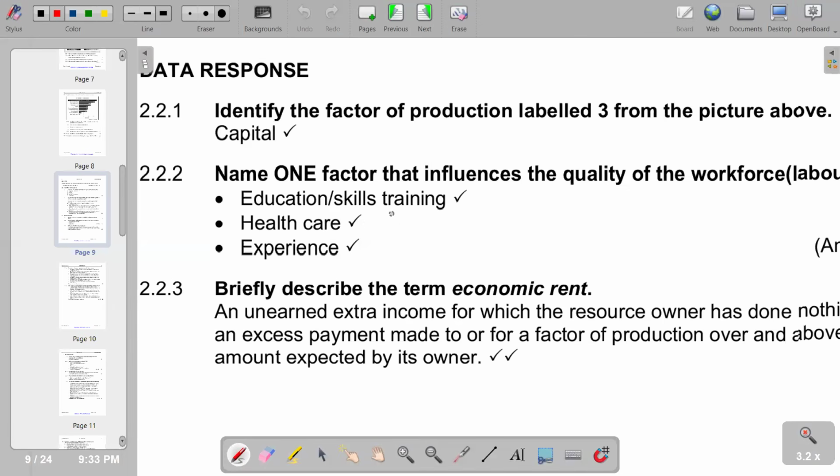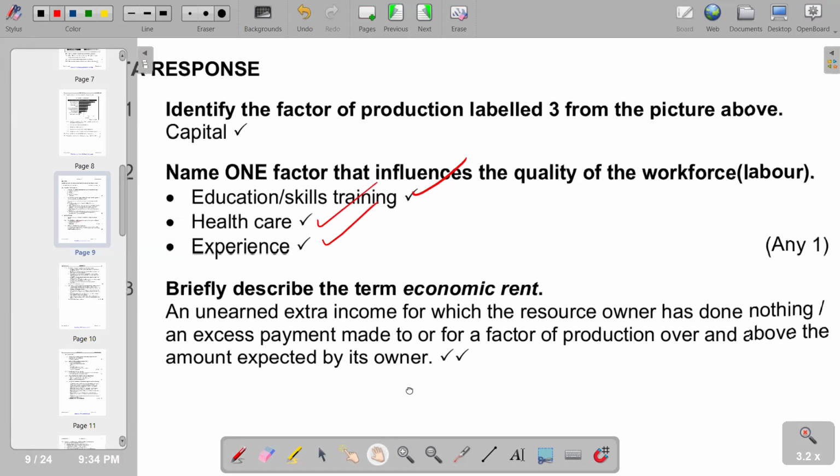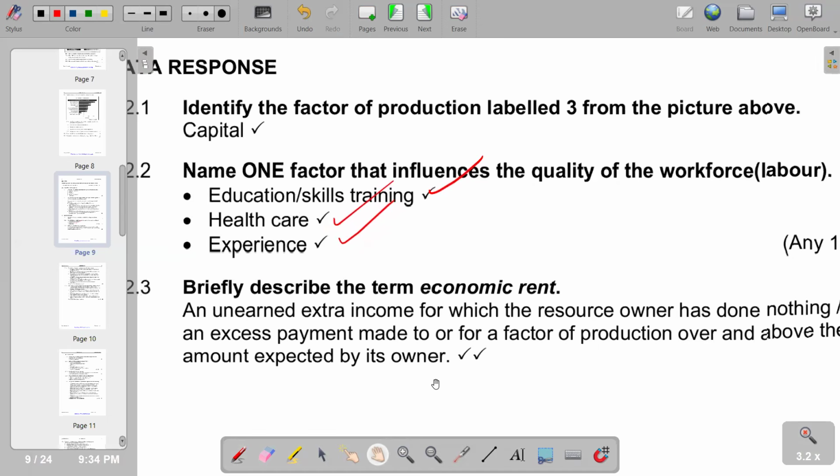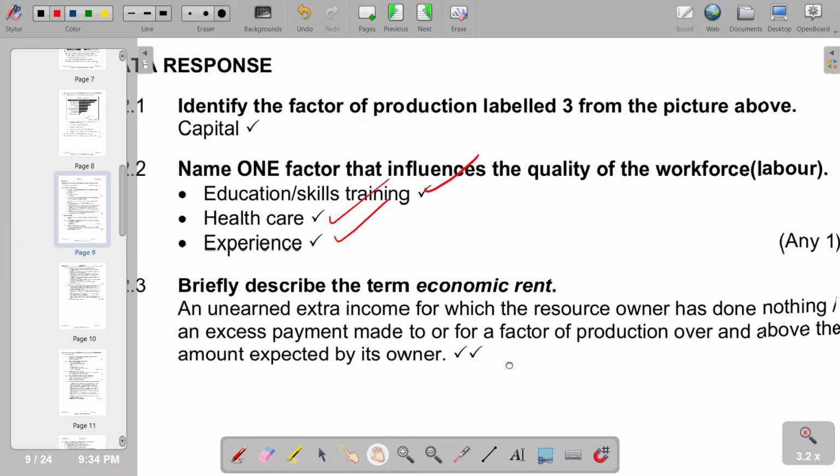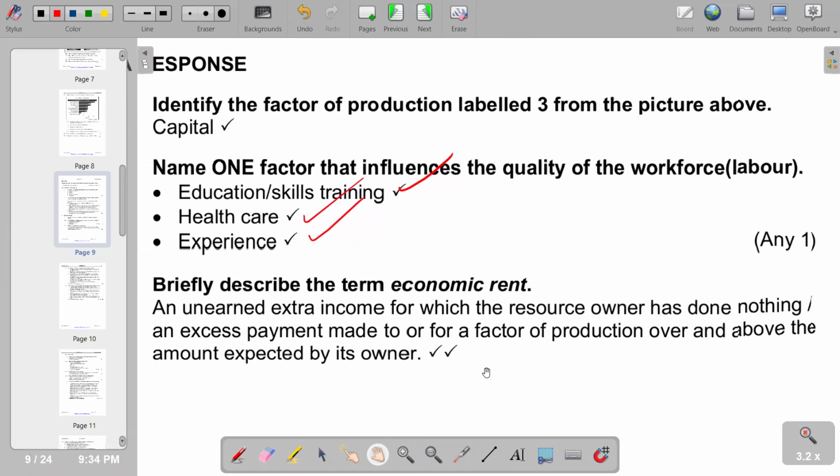So we have education or skills training, we have healthcare, we have experience. So the next question, you have to briefly describe the term economic rent. So economic rent is an earned extra income for which the resource owner has done nothing, an excess payment made to or for effect of production over and above the amount expected by its owner. So that is the description of economic rent.